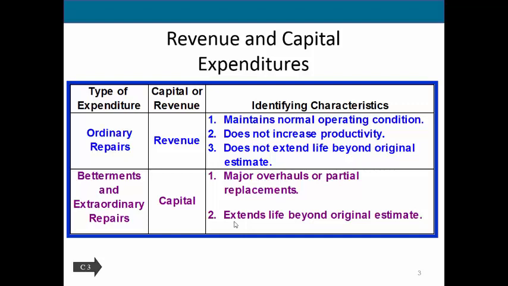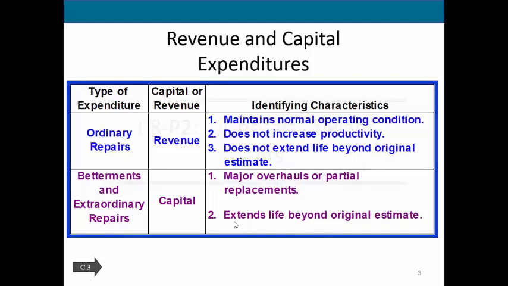Let's say, on the other hand, we have a plumber come in, and he tightens some bolts and maybe adjusts a couple lines in our plumbing system. That is not a major overhaul. That is just typical wear and tear. It doesn't add any value. It simply is typical ordinary repairs. That would be a revenue expenditure, and we would go ahead and expense that in the period when that expenditure was incurred.